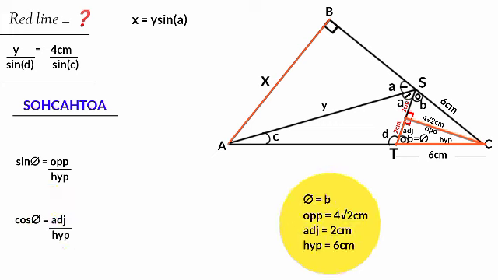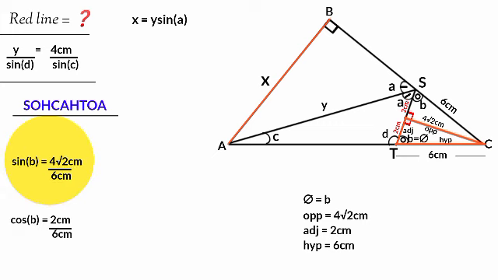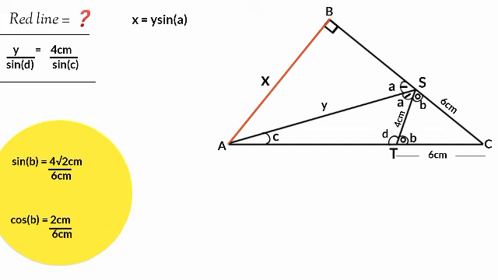If you substitute these values here, sin B equals 4 root 2 centimeters over 6 centimeters, and cos B equals 2 centimeters over 6 centimeters. Centimeters will be eliminated. Here 4 root 2 over 6 is 2 root 2 over 3, and here 2 over 6 is 1 over 3. So sin B equals 2 root 2 over 3, and cos B equals 1 over 3.